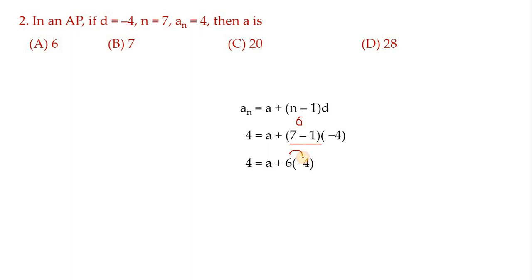Now multiply 6 to minus 4. 6 into minus 4 is minus 24. Now this minus 24 transfer this side, we get 4 plus 24 equals to A. Now add these two. 4 plus 24 is 28. So the correct option is D.